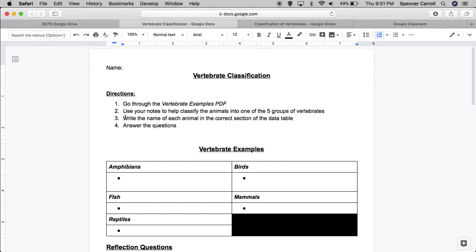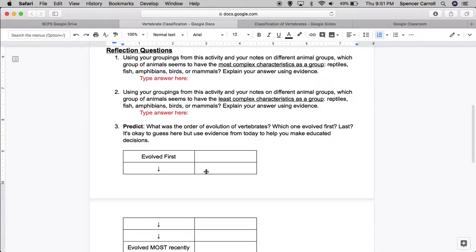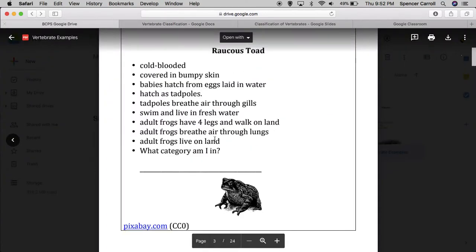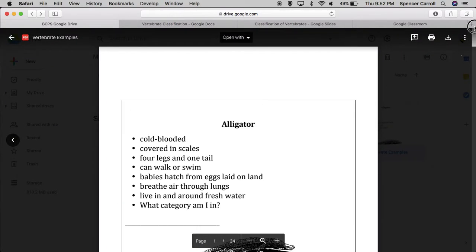But make sure that you have a consistent place to go back to check these groups. Step 3, write the name of each animal in the correct section in the data table. So that's the data table right below. And then step 4 is once you've organized all the animals, go ahead and answer the questions underneath. So let's do one together. I'm going to go up to the top.